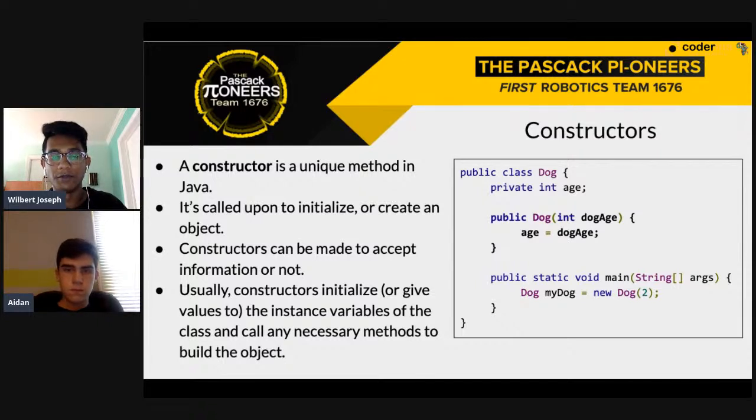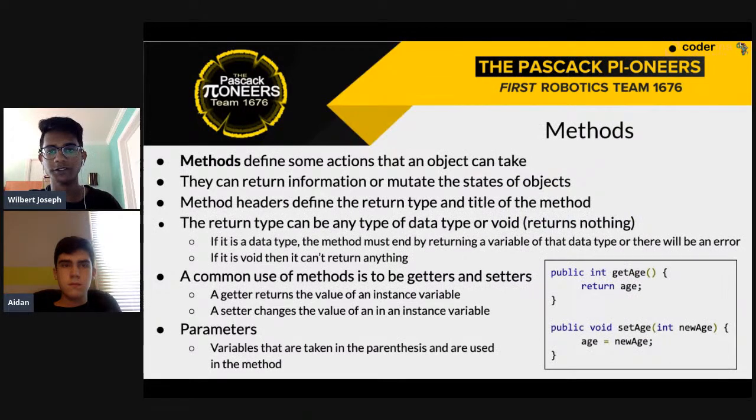So, dog my dog equals new dog 2. The 2 is actually the int dog age, and that's being set equal to age, which is an instance variable of the class. That might have been a little complicated. Feel free to ask questions and get anything cleared up if you would like. But for now, we'll go on to the next slide, which is methods, which Aiden will cover.